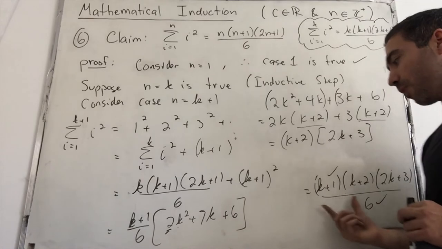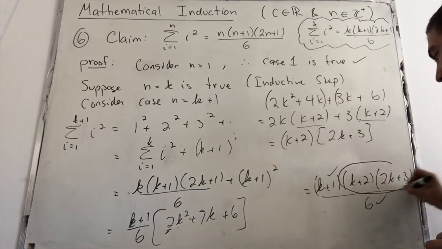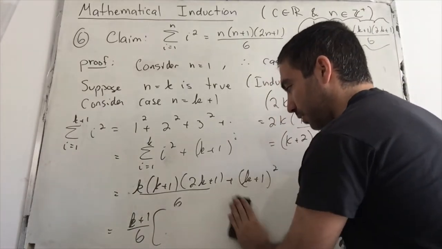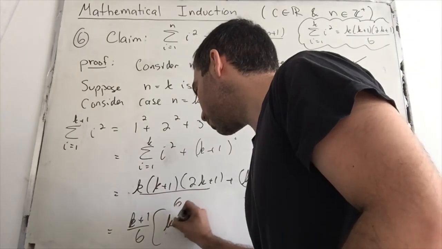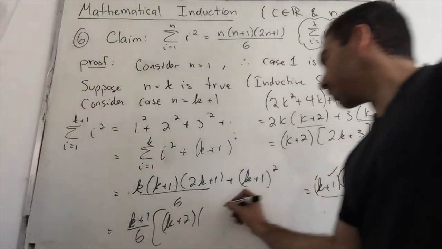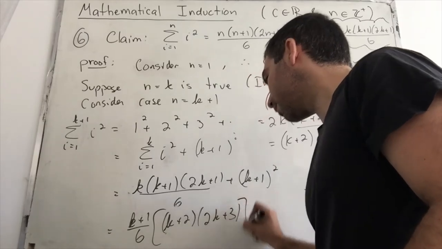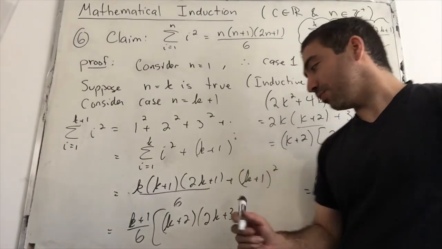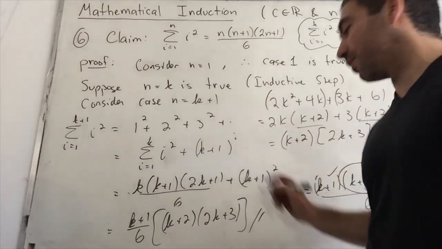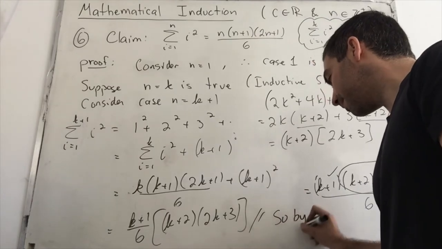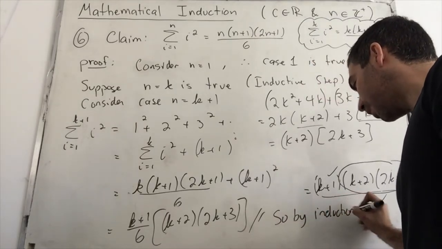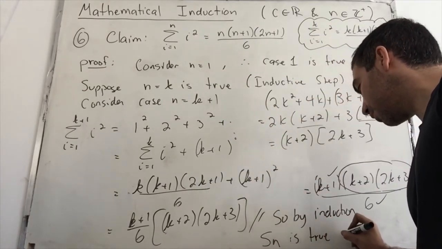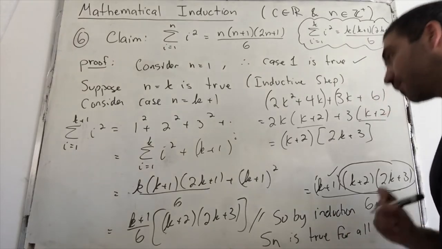And this is exactly what we wanted. That's what we have down here, our k plus 2 and our 2k plus 3. So this here could be rewritten as k plus 2 times 2k plus 3. And that's what we have here. That was our goal. So again, by mathematical induction, we show that this is true for all n. So by induction, I'll call it Sn, this statement here, Sn, is true for all n. Okay, and we're done.